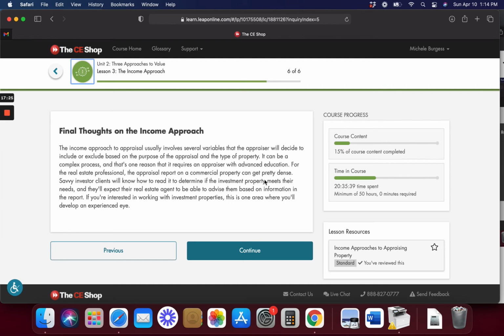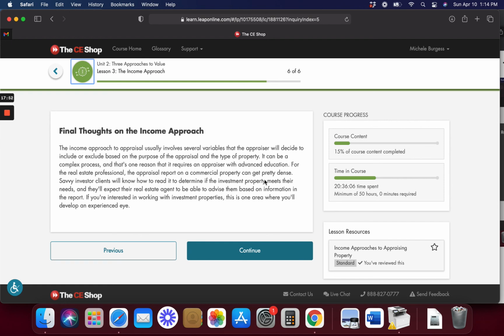But anyway, savvy investor clients will know how to read and determine if the investment property meets their needs. That's what I've been saying the whole time. They'll expect the real estate agent to be able to advise them based on information in the report. So that's what your job as a real estate salesperson is going to be. You are going to have to pull it up and pull up the facts that's going to help them with their decision making.